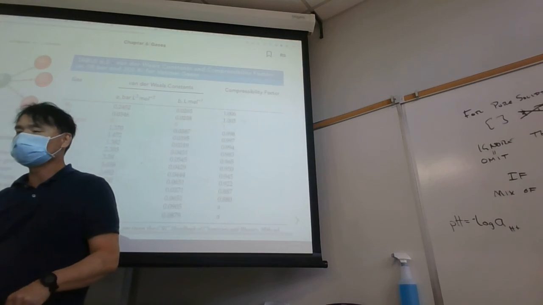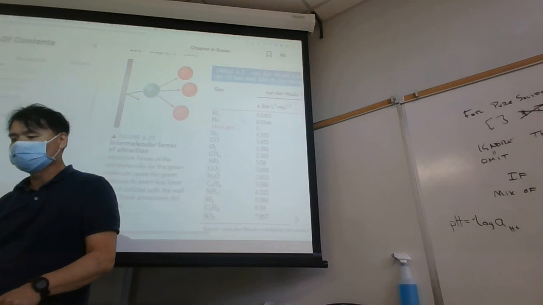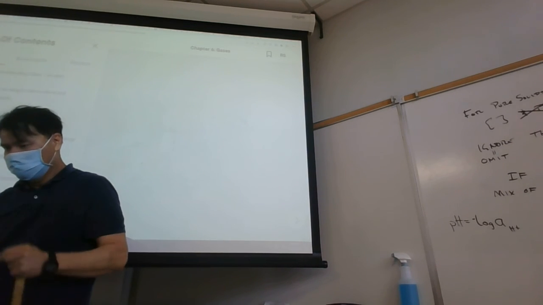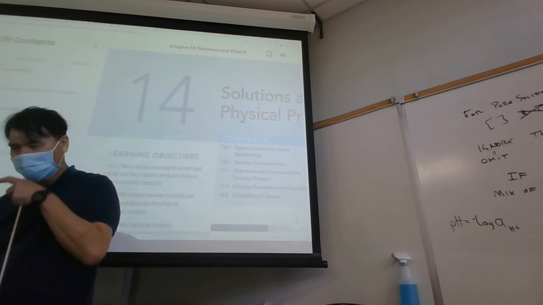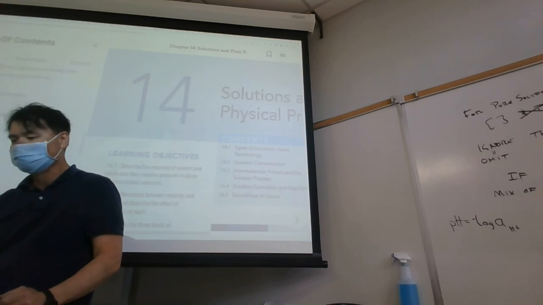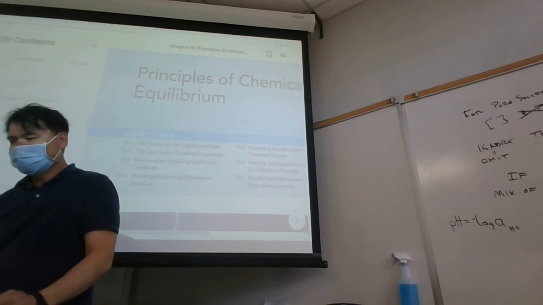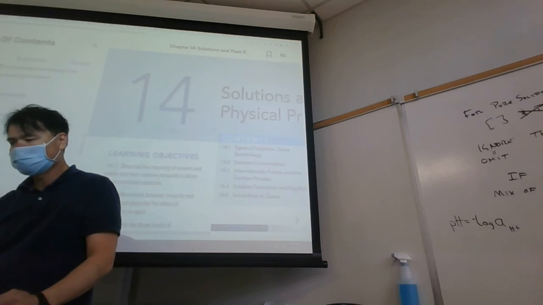Well, the same thing happens with solutions as happens with gases. So we can deviate from ideal behavior with solutions. And so when the solutions aren't very concentrated, they behave ideally. But when solutions become more and more concentrated, then they start to deviate from ideal behavior. And we can see that deviation here in chapter 14. And let me go back to it.